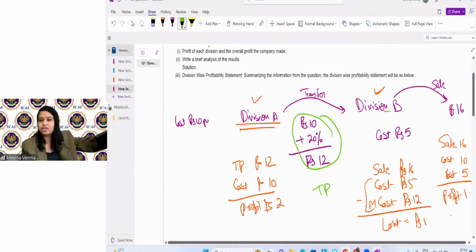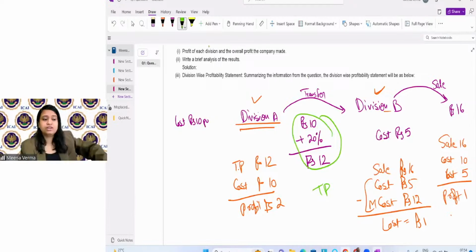So 2 is the profitability if, as the transfer price, we follow this method. We are not negotiating. There is no negotiation between the departments. For the transfer price, they are following a set standard rule, which is what? The cost plus profitability, or the cost plus markup. So the transfer price they are setting is what? 12 rupees. This is what they are setting, right?